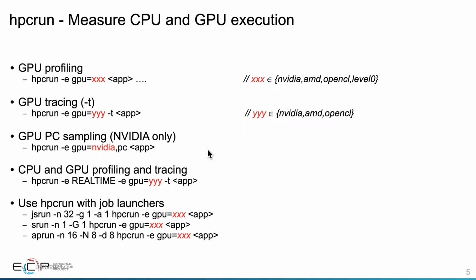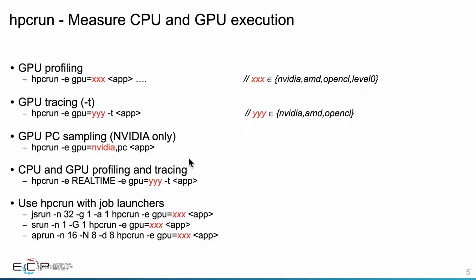For GPU PC sampling, this is a capability that only NVIDIA has. And if you'd like to use PC sampling to monitor the activity inside your GPU kernels, you just say GPU is equal to NVIDIA, PC, and then that will use PC sampling to track various kinds of stalls inside your GPU kernel, and we can provide line level performance information, which is something unique.